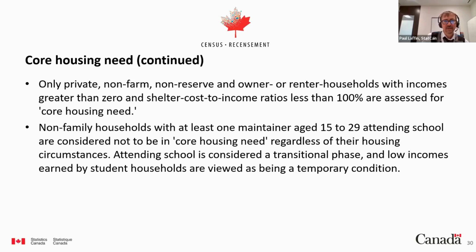The other thing that I found interesting is that attending school is considered a transitional phase, and therefore low income among student households is viewed as a temporary condition. So households that have at least one maintainer aged 15 to 29 attending school are not to be considered in core housing need regardless of their circumstances.